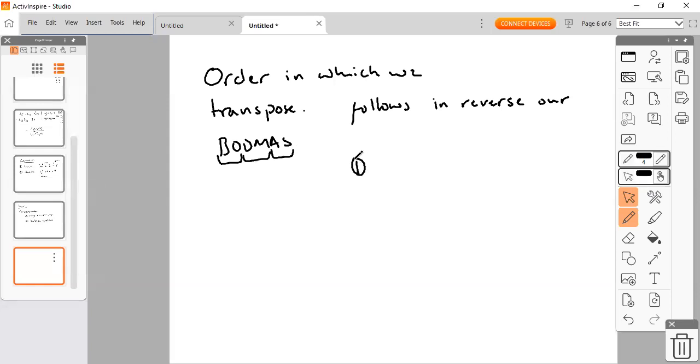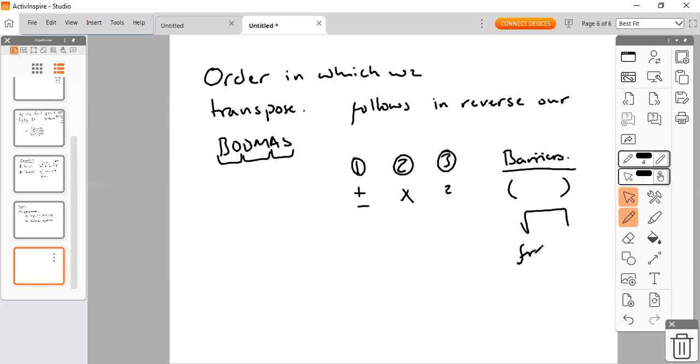The first thing we want to look for is add and subtracts. The second thing is multiplications and divisions. The third thing we're looking for is square terms. Now, brackets, root terms, fractions, etc., I'll refer to as barriers. We need to remove any barriers before we start solving the equation. So the barriers to follow are bracket terms or root terms, and any fractions we've got.